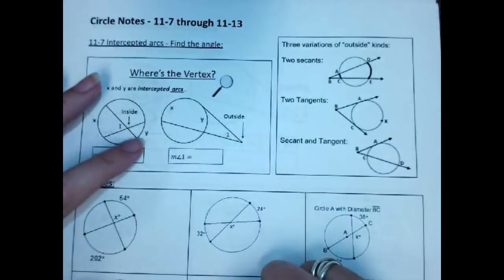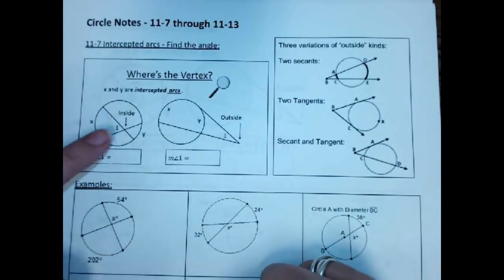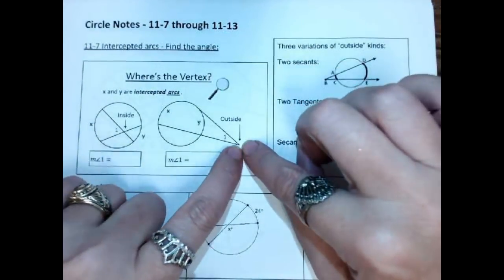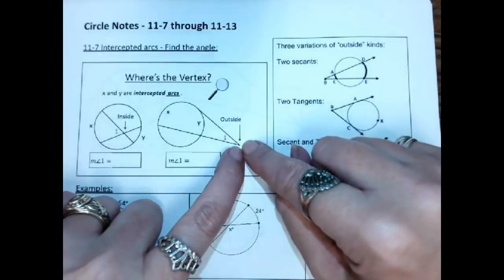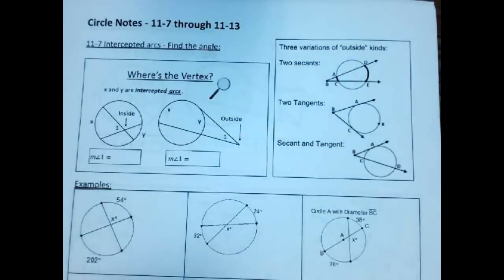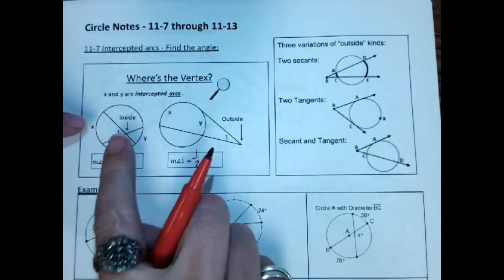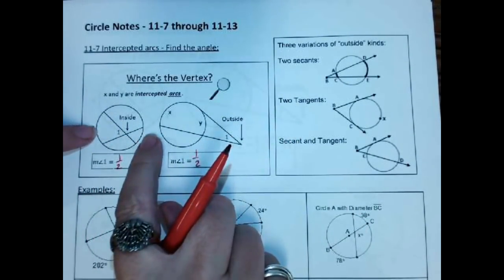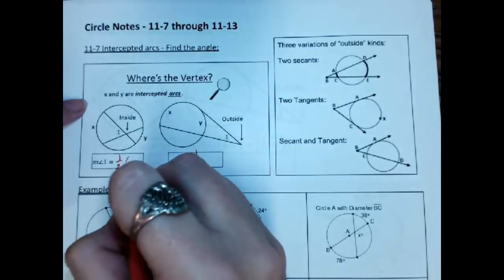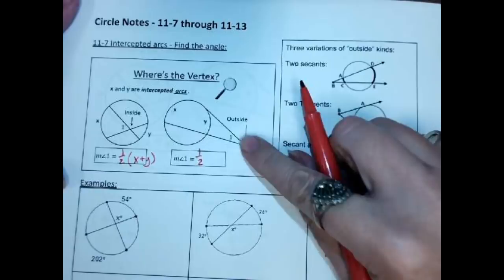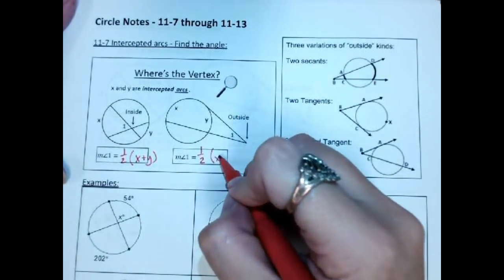And we are going to look at two different kinds here. We're going to look at ones where the two chords cross inside the circle, but not in the middle, or when the two come out and they cross and the vertex is outside. And these are actually pretty easy formulas to use. These are both 1/2. And if it's on the inside, I'm going to add up these arcs. So this is 1/2 x plus y. And if it's on the outside, it's 1/2 x minus y.